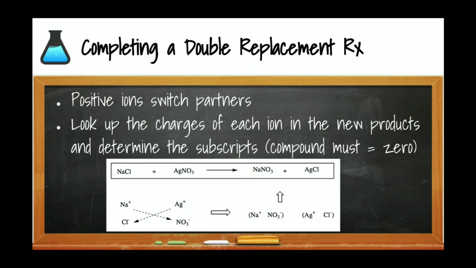So when you complete a double replacement reaction, the first thing you want to do is write down the ions of the reactants. Have the positive ions switch partners. Look up the charges of each ion in the new product and determine subscripts so that the new compounds have a total charge of 0. Notice here we have broken up the reactants into sodium and chlorine and silver and nitrate. Then we've switched partners. Now, since the ions have equal but opposite charge, no additional subscripts are needed.